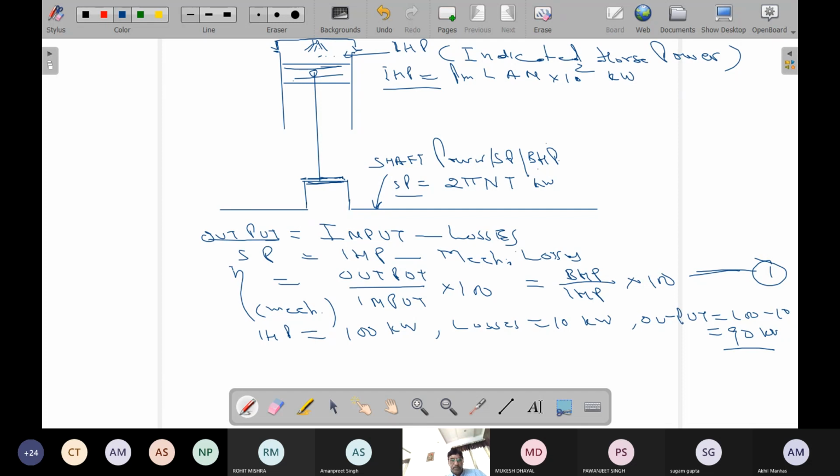What is BHP? Brake horsepower. Just now we said shaft power and brake horsepower are the same. The power we get here at the shaft, that is brake horsepower. Oh, sir, BHP. BHP only I am saying. What is your question, please?